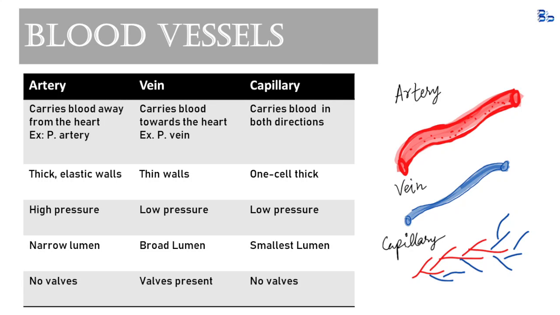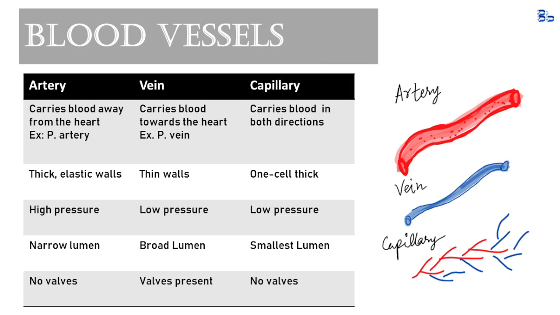Since arteries have to withstand blood which has high pressure, they have thick elastic walls. Veins do not have that much blood pressure, so they have thin walls. And capillaries are extremely small. They are only 1 cell thick. So arteries, like we previously discussed, have blood with high pressure, and veins and capillaries have blood with low pressure.